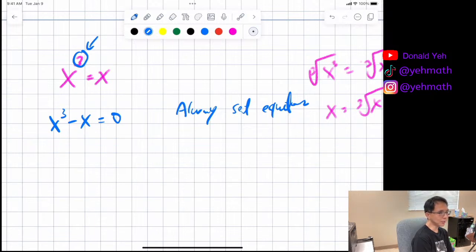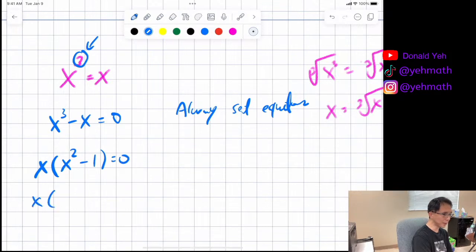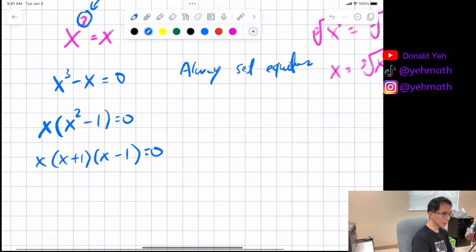But x cubed minus x equal to 0. What you can do is factor out x, and then that's going to be x squared minus 1. And then you can factor more, using the difference of squares. And then it's going to be x equal to 0, x plus 1 equal to 0, x minus 1 equal to 0.